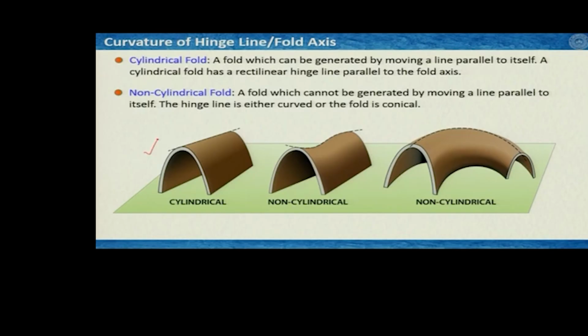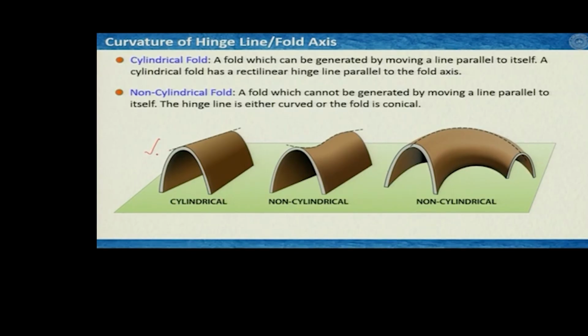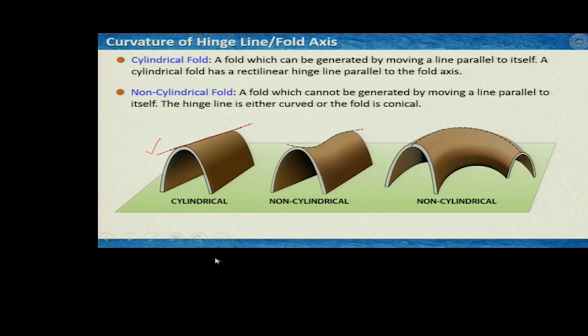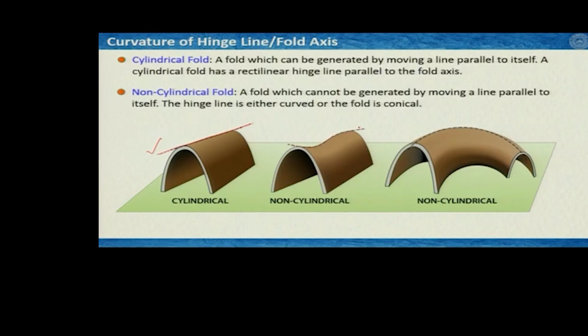We are a little bit bored now, seeing similar illustrations. Here we are particularly focused on the orientation of the fold axis. This dotted black line is the fold axis here, and you see the orientation of this black line does not change. So, it is straight, therefore, it is a cylindrical fold. However, in this case we see that the orientation of the fold axis is changing along the hinge line and the hinge line as well. So, this is a non-cylindrical fold.